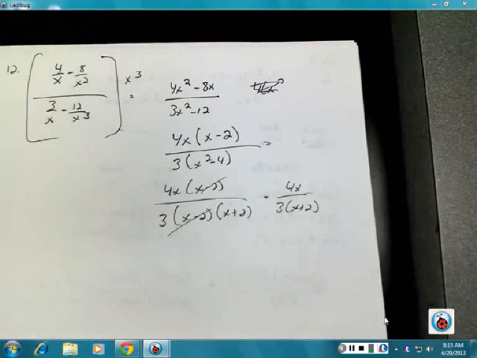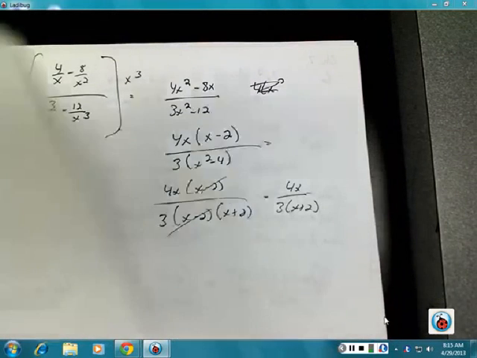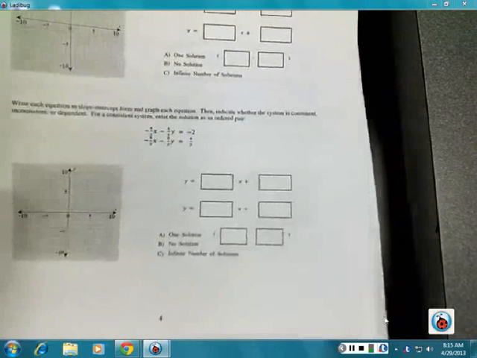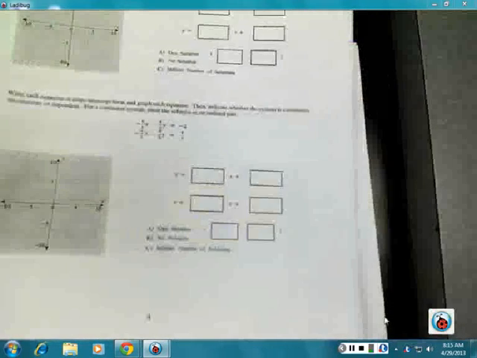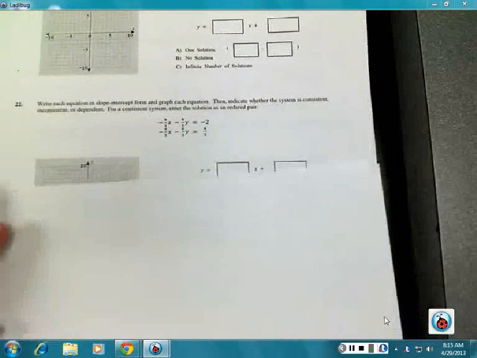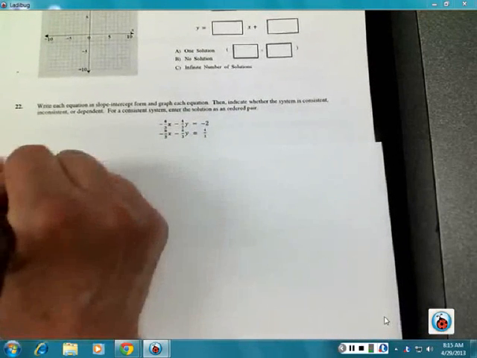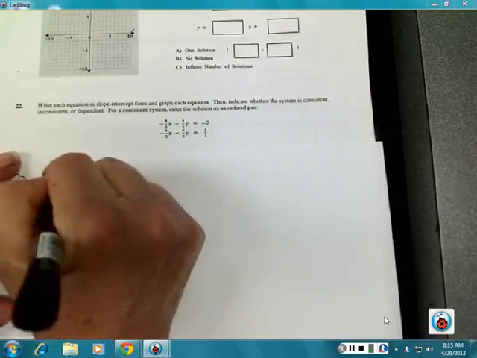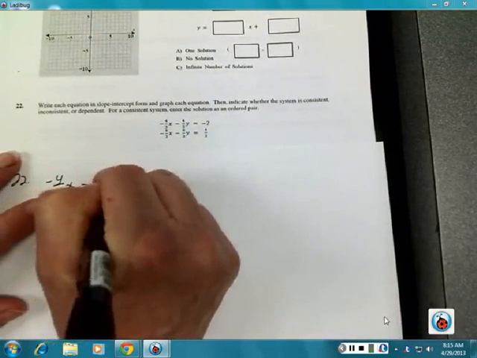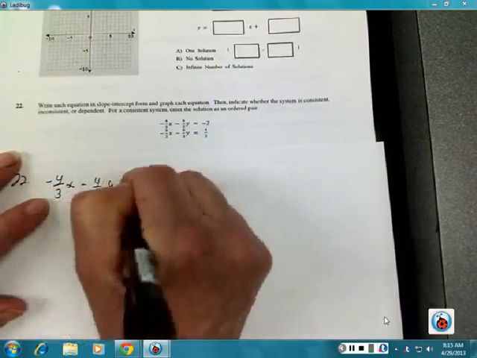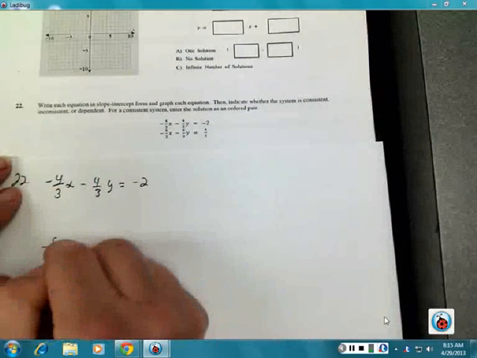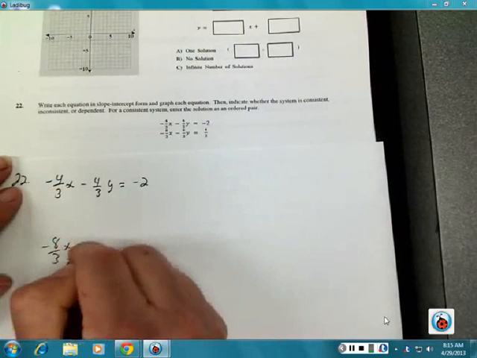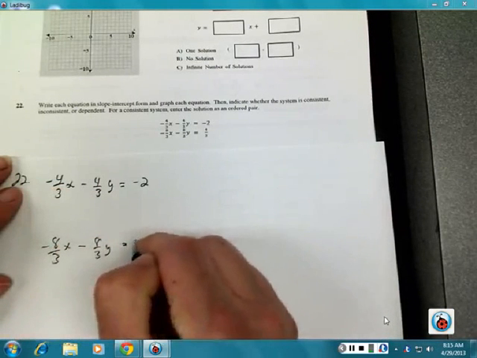Okay. Anything else in chapter 8? 22. 22, sure. 22 has the fractional value. So let's get these written out here, because we have to talk about them. The equations are going to be negative 4/3 x minus 4/3 y equals negative 2, and negative 8/3 x minus 8/3 y equals 4/3.